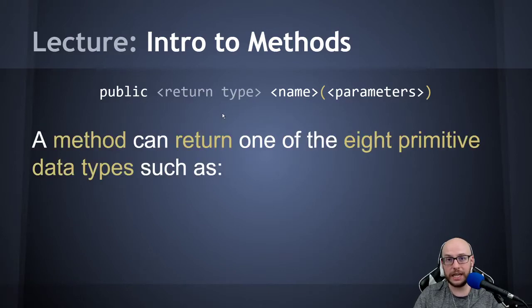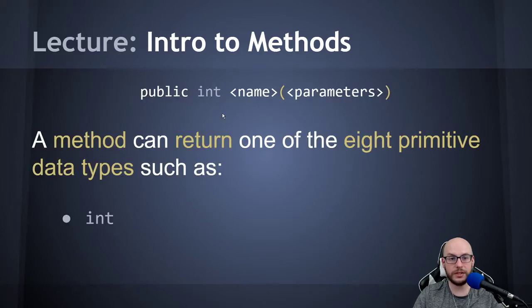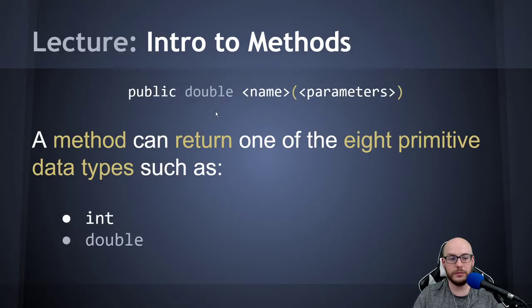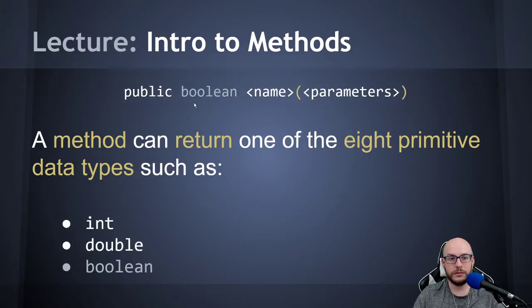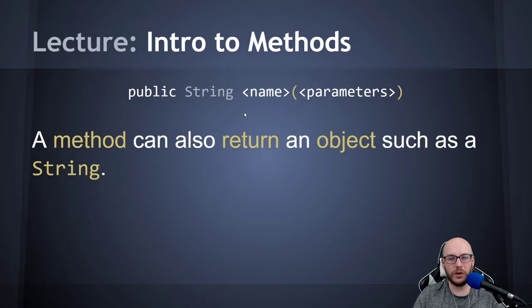That could be one of the 8 primitive data types that we've learned, such as int, double, boolean. Right? So we're saying that this method, which is yet to be named, is going to output a boolean value. It could also be an object, and we don't know a lot of objects, but String is one that we're definitely about to dive into. So a method could return an object, such as a String.